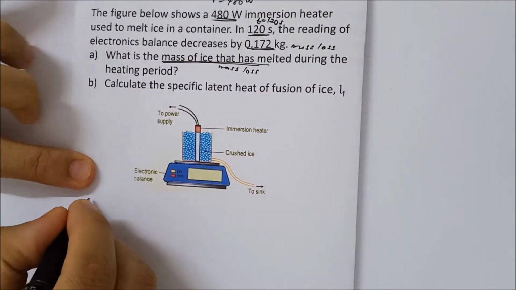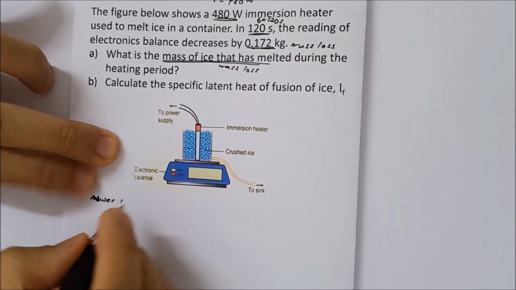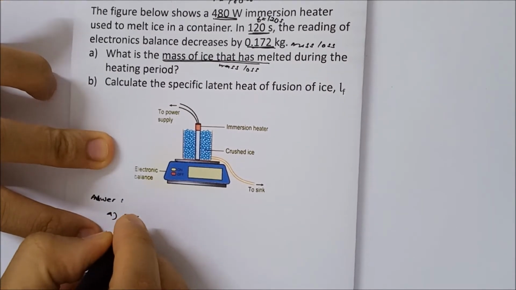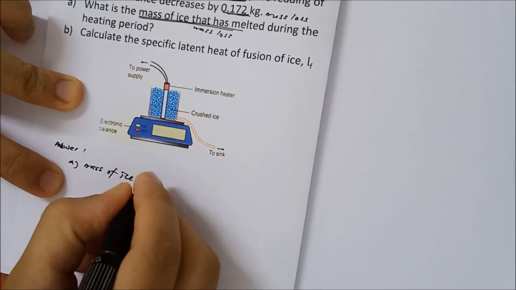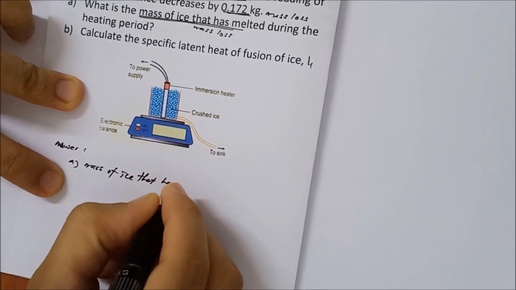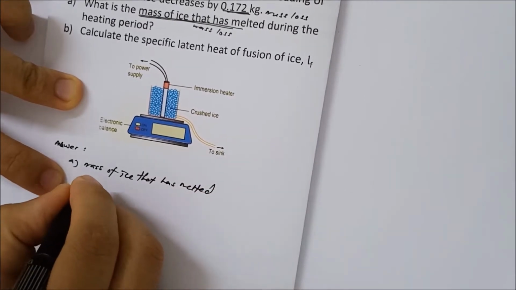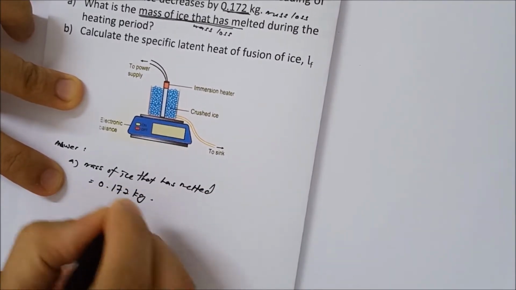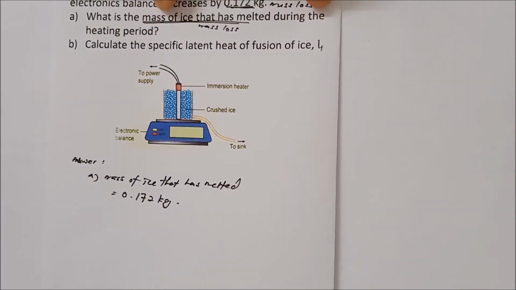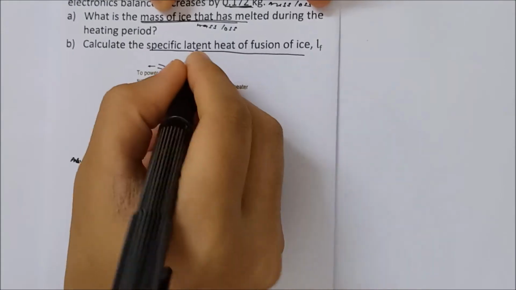A, of course, the answer is the mass loss, the mass of ice that has melted, is equal to 0.172 kg. Okay, B, calculate the specific latent heat of fusion of ice.